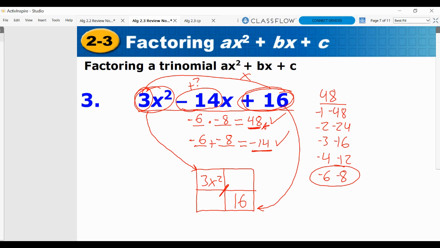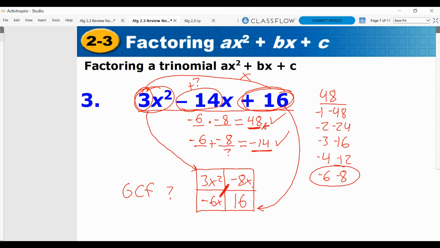Now let's just put those numbers in our box. So we're going to have a negative 6 with an x, and we're going to have a negative 8 with an x. They got to have x's in these two boxes right here. Now let's just figure out what is going to go on the outside and what's going to go up here on the top. Those are going to be our greatest common factors that we see.